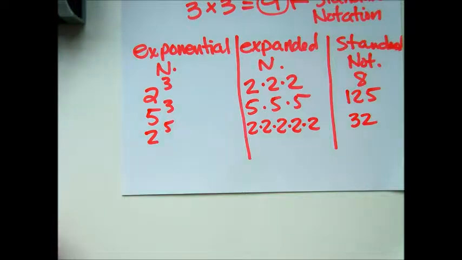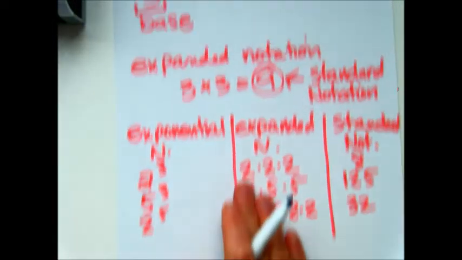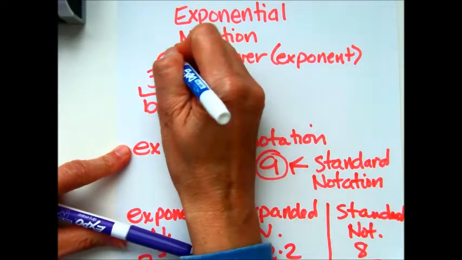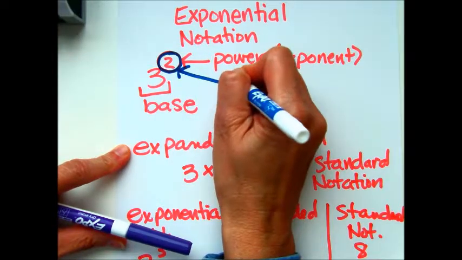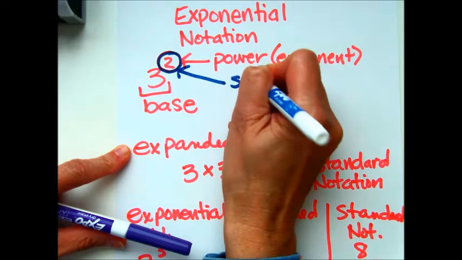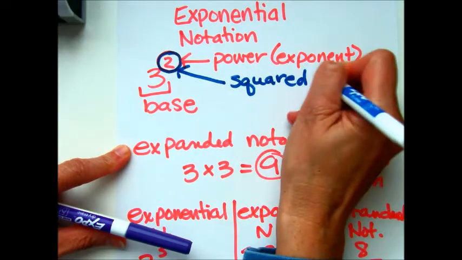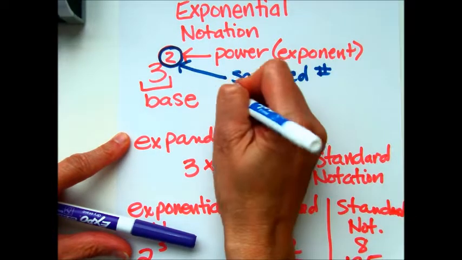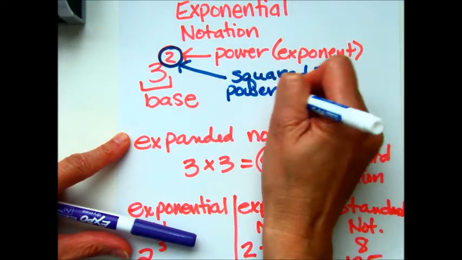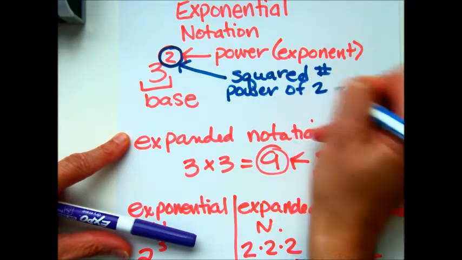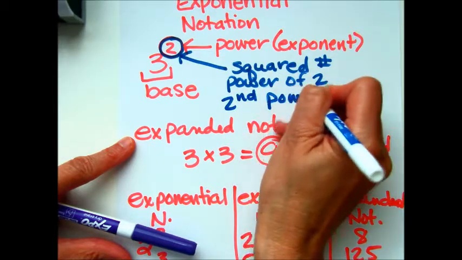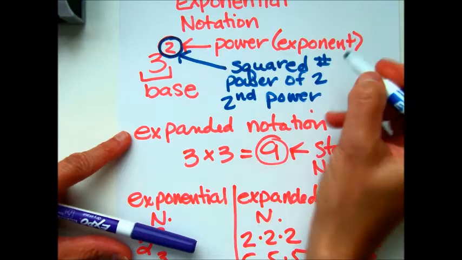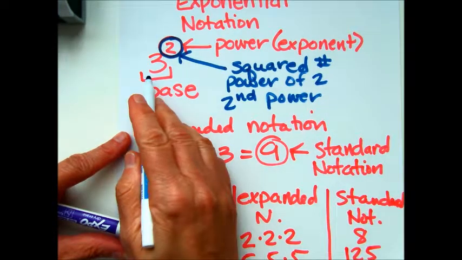Now I want to make note of a few exponents that you'll often see. In this first example, we had the exponent of a 2, and we often refer to that as squared, a squared number. Or you can say that's the power of 2. So 3 to the power of 2. Or 3 to the 2nd power. So I'm just giving you some different options for saying this, okay?